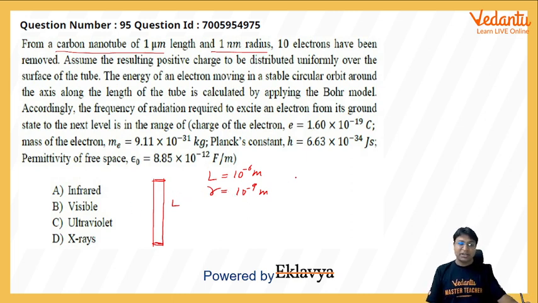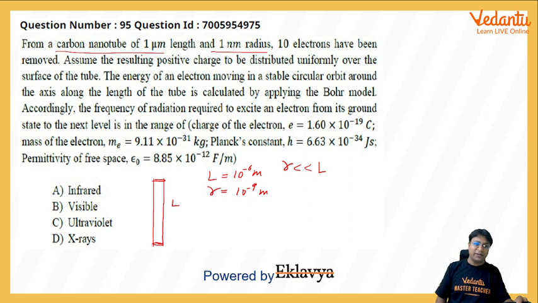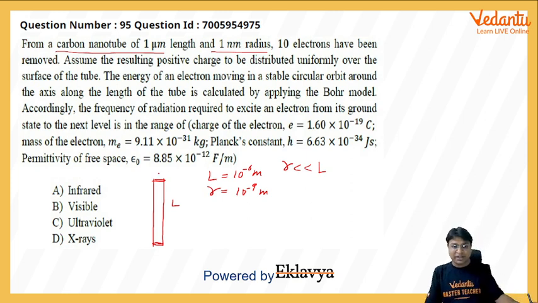We can treat it as a thin wire. R is much smaller than L. So this can be treated as a thin wire, and we can treat it as an infinite wire. In fact, 10 electrons have been removed. So the lambda for this wire will be given by charge upon the length. So that will become the lambda for this wire.